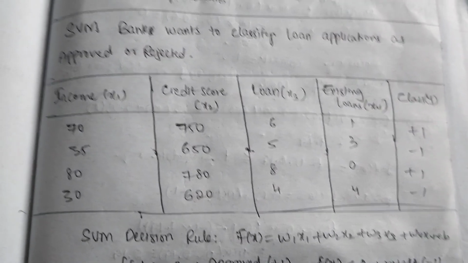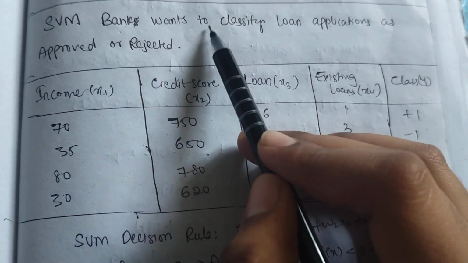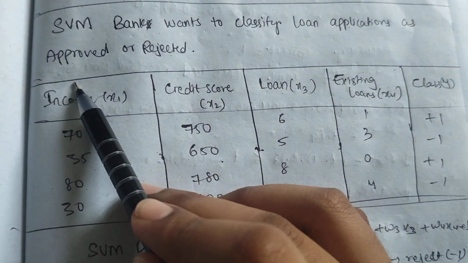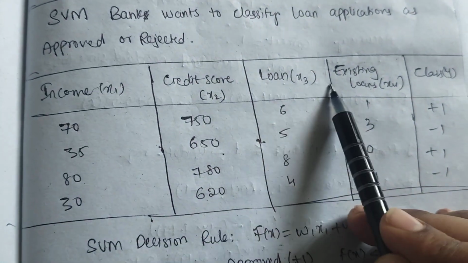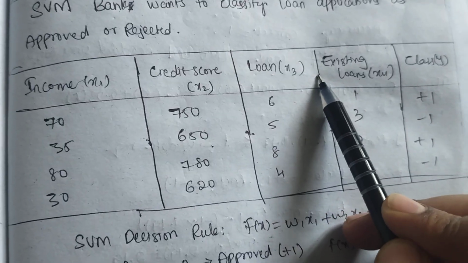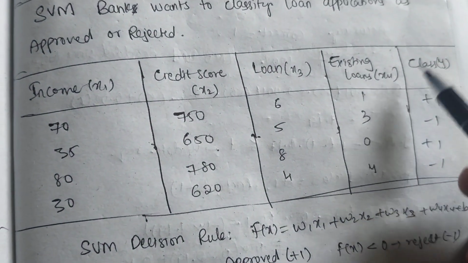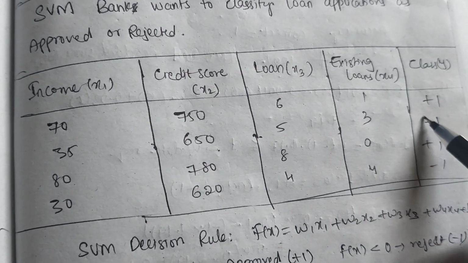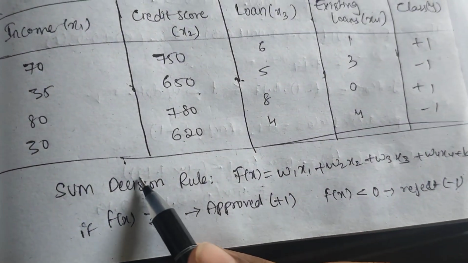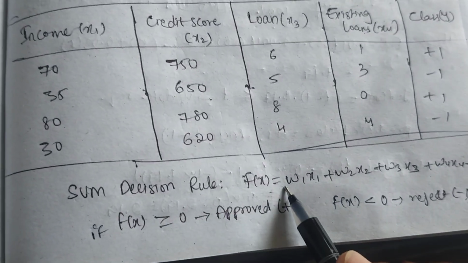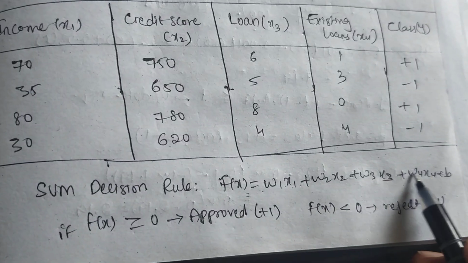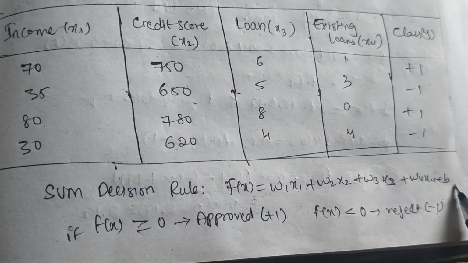We are going to understand an SVM question. A bank wants to classify a loan application as approved or rejected. They're given four features, and we have to classify whether the loan is approved, that means +1, or rejected, that is -1. So basically the SVM decision rule will be a function f(x) = w1x1 + w2x2 + w3x3 + w4x4 + b.